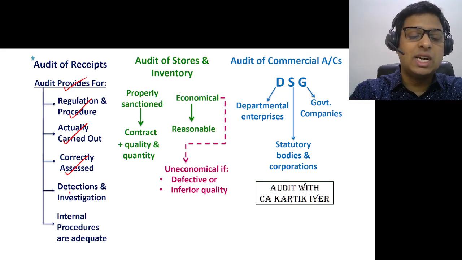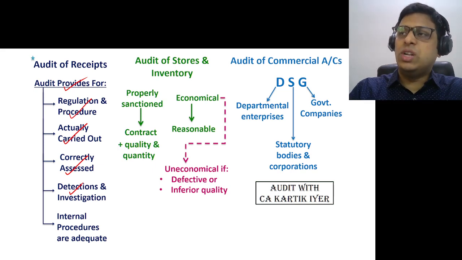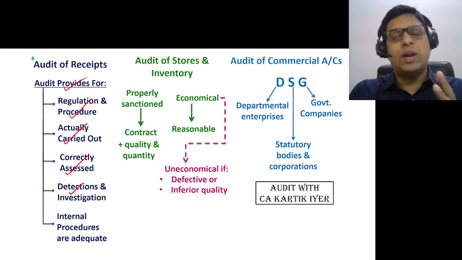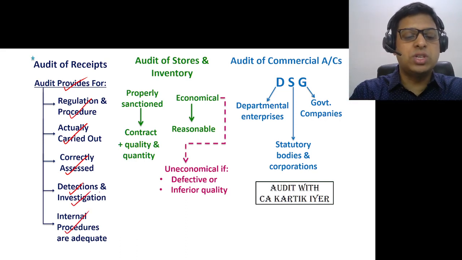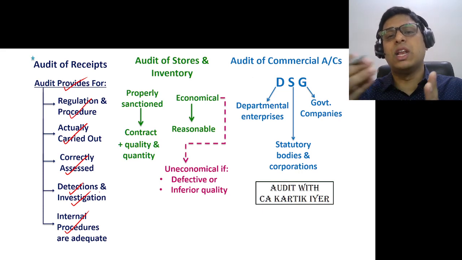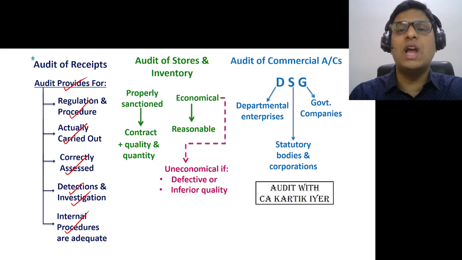Next, if there is any detection of fraud or taking the money but not giving it to the required department, and if investigation is required, then the investigation also can be looked into. And finally, whether the internal procedures are adequate. Very, very important that the governments are running with a mindset of non-corruption. That is very important, that is internal procedures should be adequate.